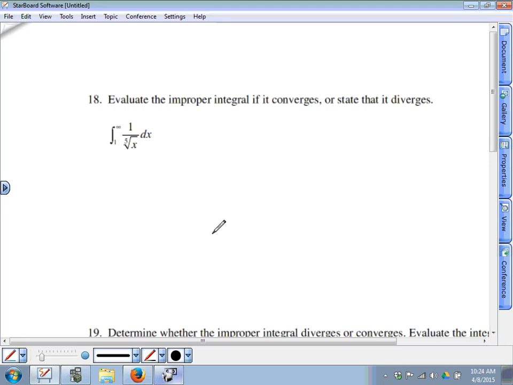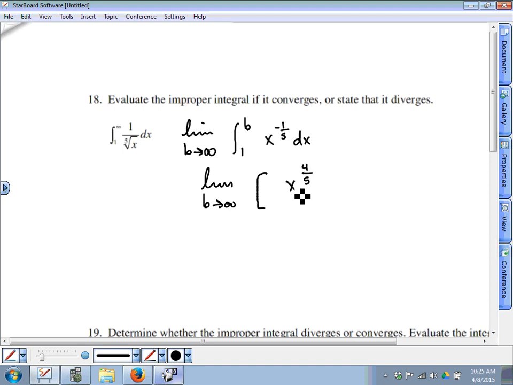Question 18 will be the limit as b approaches infinity of the integral from 1 to b of x to the negative 1/5. So this is similar to before. We need to find the antiderivative of x to the negative 1/5. It's x to the 4/5 times 5/4. We need to evaluate that from 1 to b.